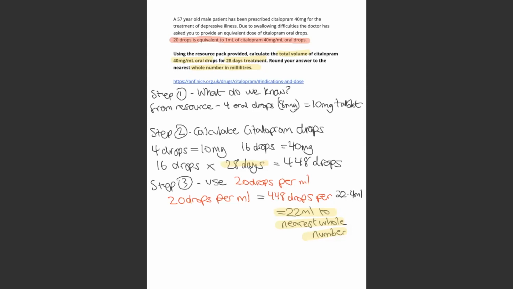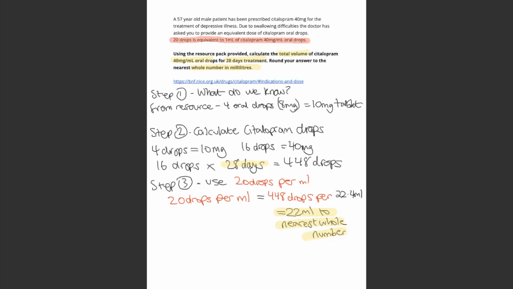You've got a resource in the question. Please see the description and click on the link, and you can use the information from there to answer this question. So using the link as a resource pack, we have to calculate the total volume of citalopram drops to then get the same dose. Now from the question, it tells you that 20 drops is equivalent to 1 ml of citalopram drops.